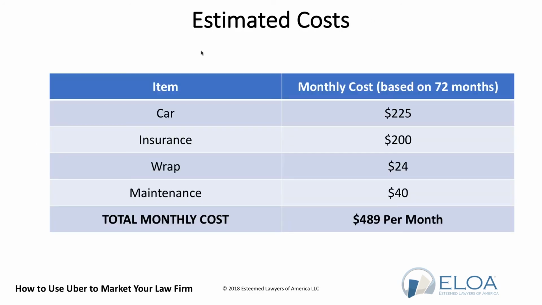So here are the estimated costs on this. Now, this is assuming that you finance the car for 72 months. A lot of people are just going to pay it off. But if you finance the car for 72 months, it's going to be $225 a month. Insurance will be $200 a month, roughly. Wrapping the car, I just broke it down over 72 months, and this is the $1,700 wrap. That's $24 a month. And then maintenance, give or take, is going to be about $40. So your total monthly cost is going to be around $489. Call it $500 a month.